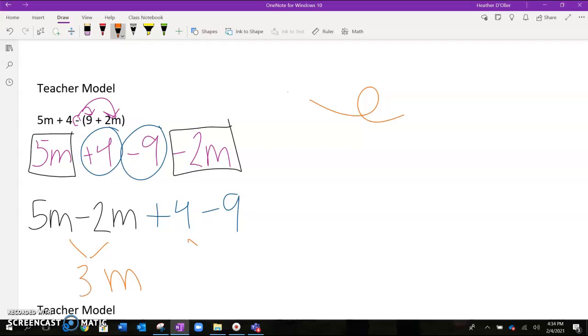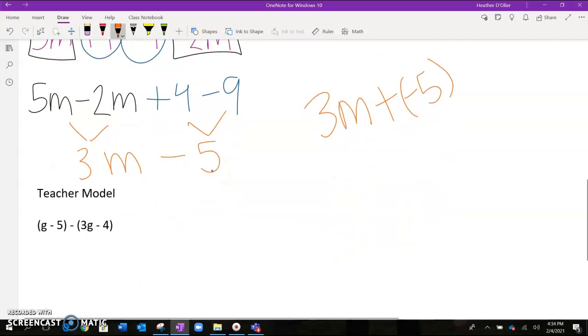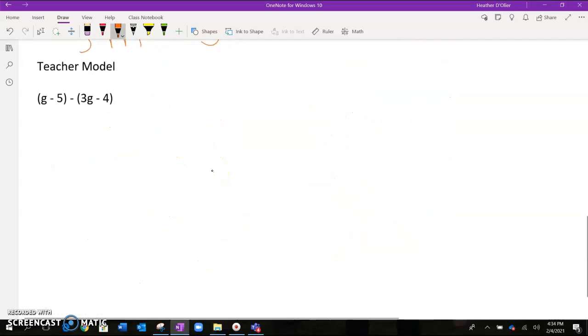Now I can focus on this positive 4 and negative 9. When I combine those, I have more negatives than positives. That's why I wrote the negative first. Then, because they are different signs, I'm going to subtract their absolute values. So I'm going to do 9 subtract 4, which is 5. So this ending answer is 3m minus 5. Could even write it as 3m plus negative 5. They're the exact same expression. They're equivalent expressions. All right, I have one more example for you and then we're done.